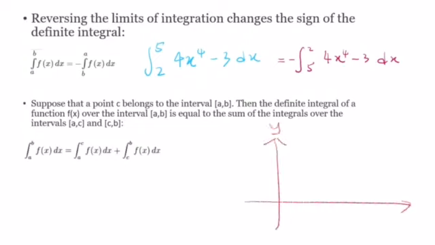Y-axis, x-axis. Let's say this is our function f of x. This is our a, this is our b. The property says that c is in the middle of the interval, so we can say that c is here. The sum of the integral from a to c plus c to b is equal to a to b.